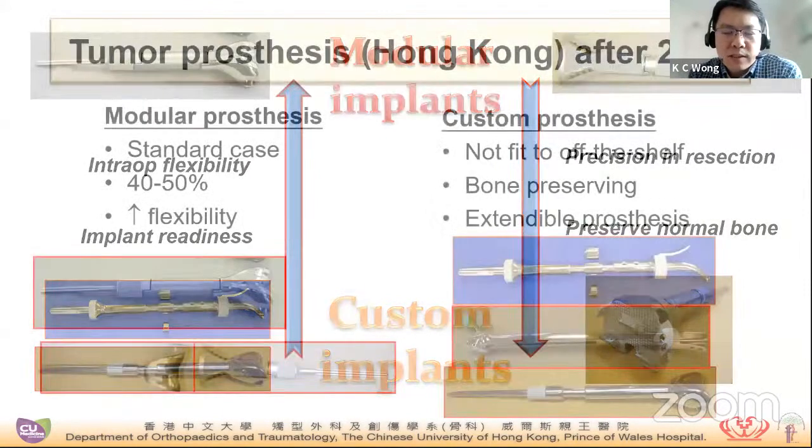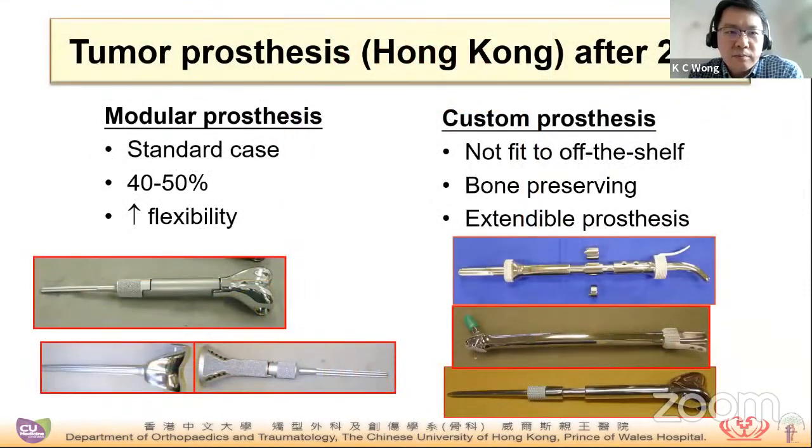Later on, because of the size issue, we found that we really wanted the implant to fit our resection defect. We found that the modular implant actually only fits 50% of our cases, unless you cut every normal bone and then fit your modular implant.